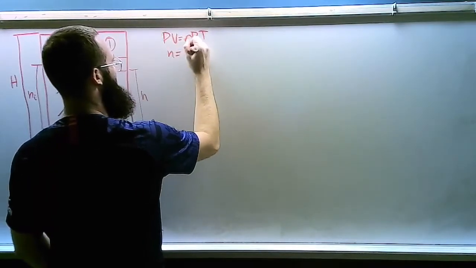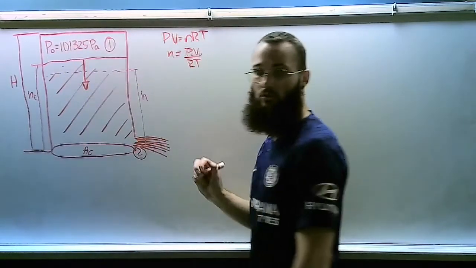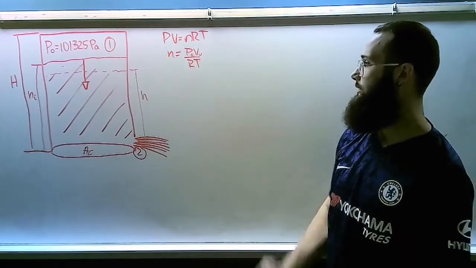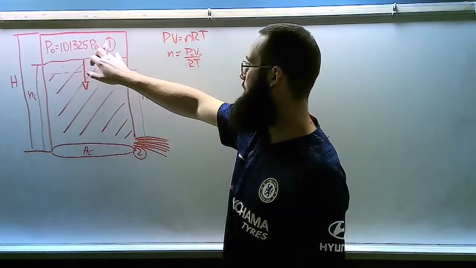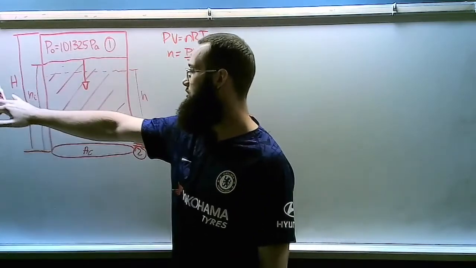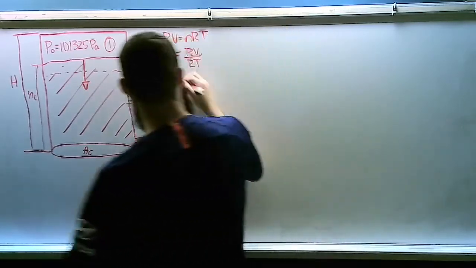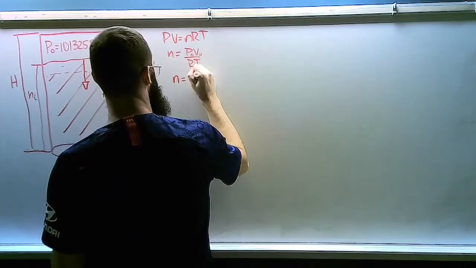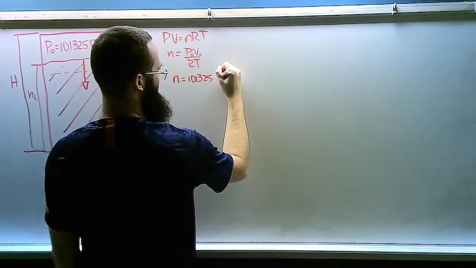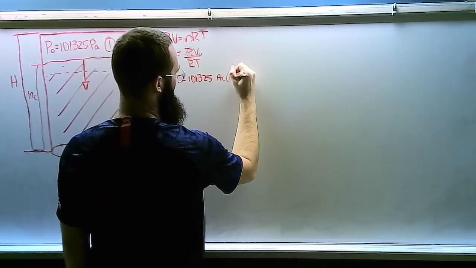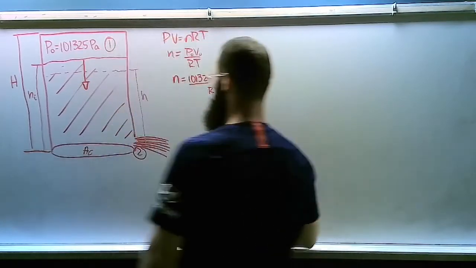So we have N equals PV over RT, and we want to solve for the initial conditions, so we're going to use P naught and V naught. And V naught is going to be the area above the fluid, so it's going to be H minus HI times the cross-sectional area. That'll give us the volume. So N is equal to 101,325, the initial pressure, times AC, H minus HI, all over RT.